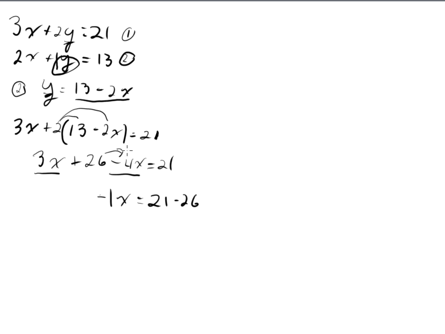What we really did is we subtracted 26 from both sides, but to expedite it, I just moved it to the other side. So I've got negative 1x equals 21 minus 26, which is negative 5. So we're really close to where we need to be, but I don't want negative 1x, I want x. So I'm going to divide both sides by negative 1, and we're going to get that x equals 5. Excellent. So we now have a value.